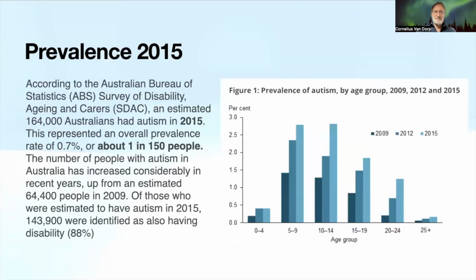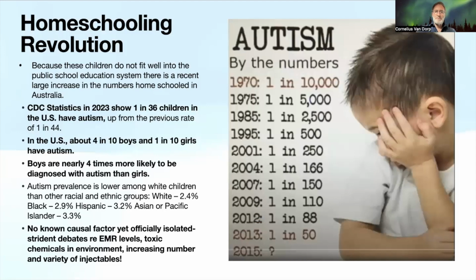So this is the prevalence in Australia in 2015. They reckon about 1 in 150 people at that point in 2015. And you can see there on the graph the rates rising from 2009 to 2012 to 2015. This is probably more useful as a slide for looking at the numbers.